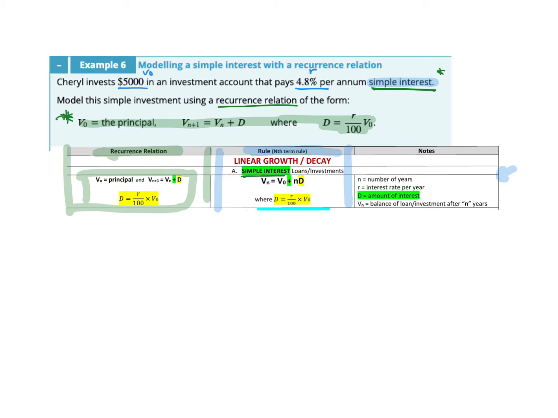So they want me to model a recurrence relation. With a recurrence relation, we have to state the V0. So what was her initial investment? It was $5,000. And then we have to write the rule, the Vn+1 rule. You can see on my formula sheet, see how Vn is in black? That means I don't need to change that. That will just be written like that. And then I have to plus what the scenario's D value is.